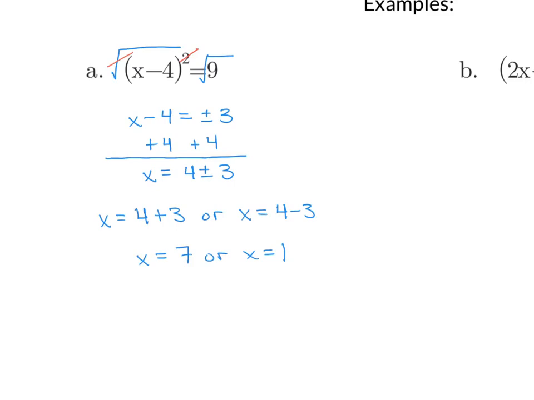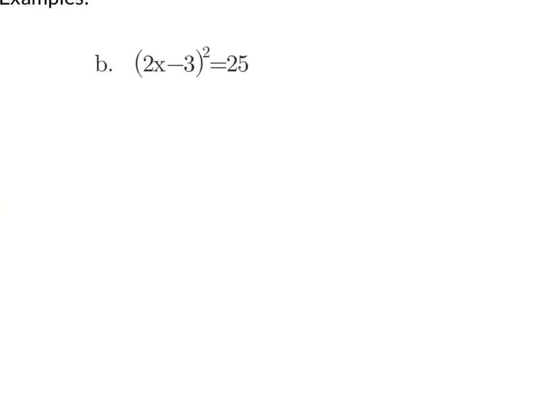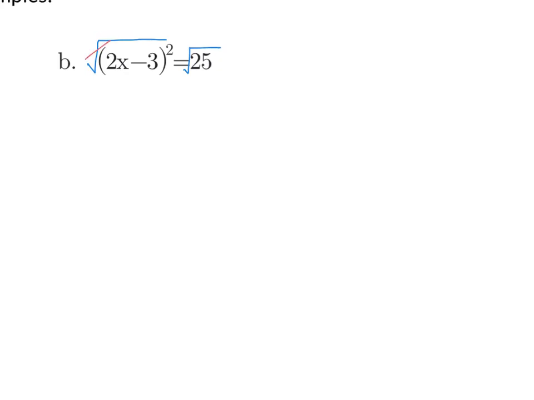Let's try another example, a little bit more challenging. Let's look at example B. My squared thing is isolated, so I can go ahead and take the square root of both sides. On the left, my square root and my square cancel, leaving me with 2x minus 3. On the right, we get the square root of 25 is 5, and I'm going to include my plus and minus.